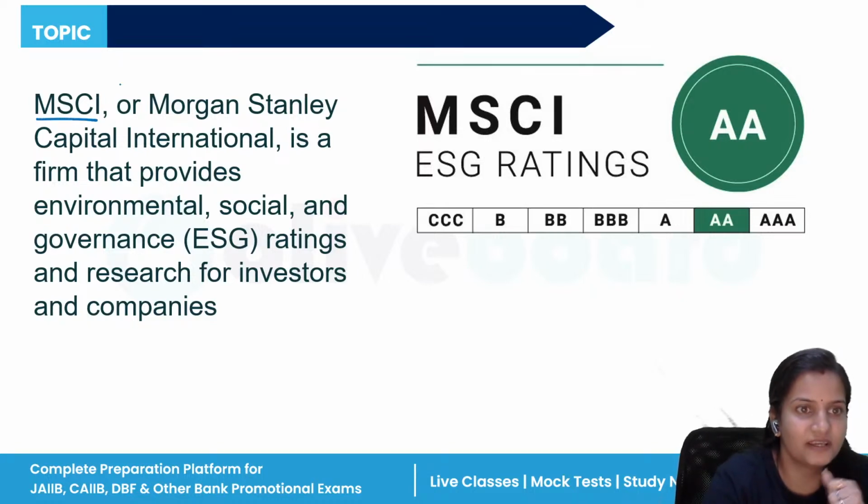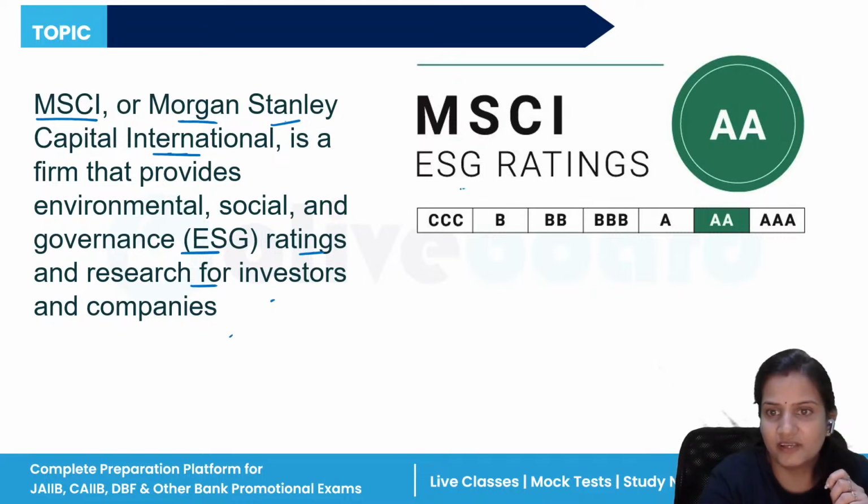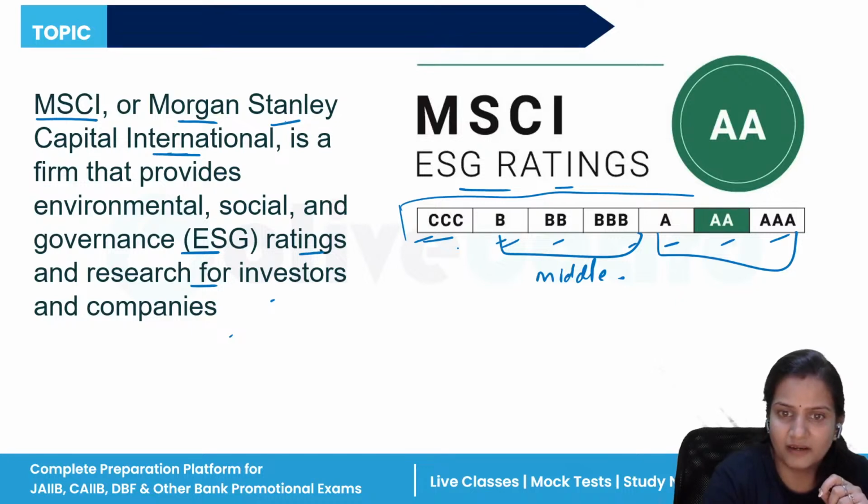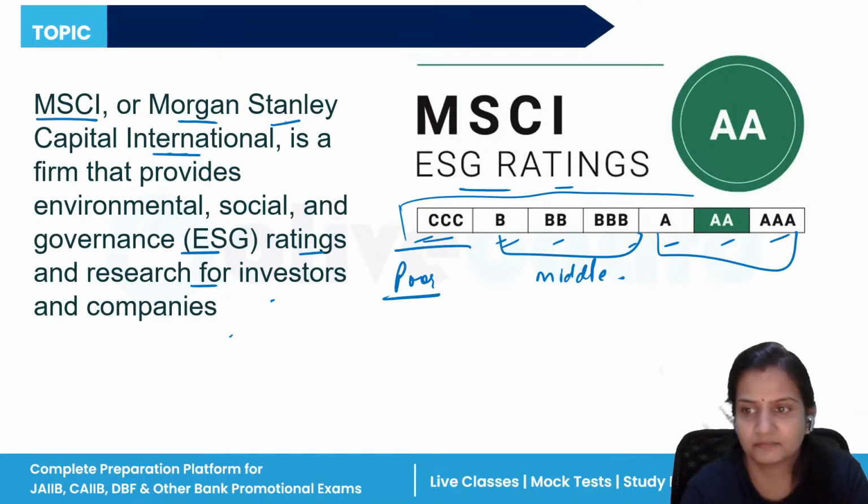Now, what is MSCI? It is Morgan Stanley Capital International, and it is a firm, a business unit that provides ESG ratings and research for investors and companies. So these ESG ratings are in the format of triple C, B, double B, triple B, A, double A, triple A. A1 is a good one. B1 comes under the middle level. Okay, and C is a bit poor. Clear?